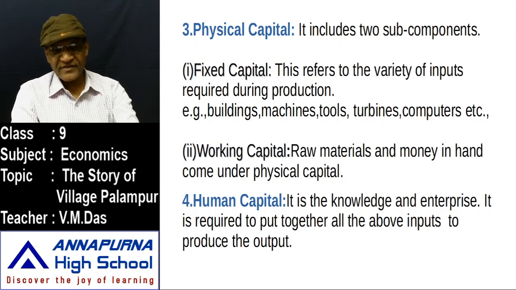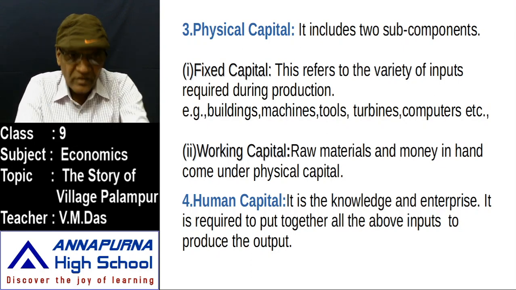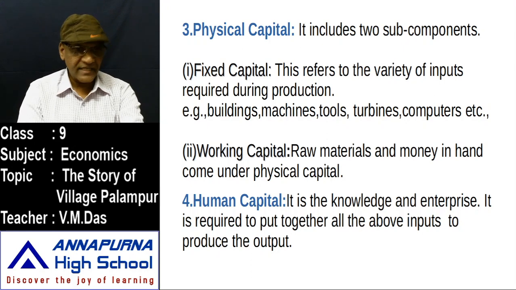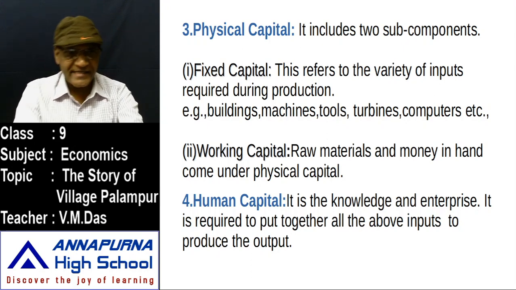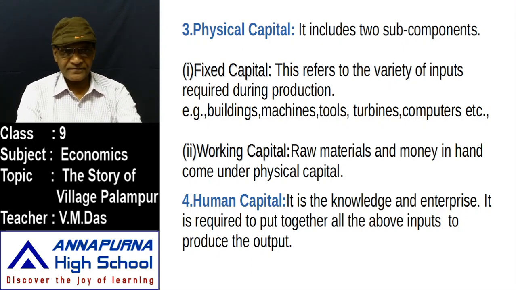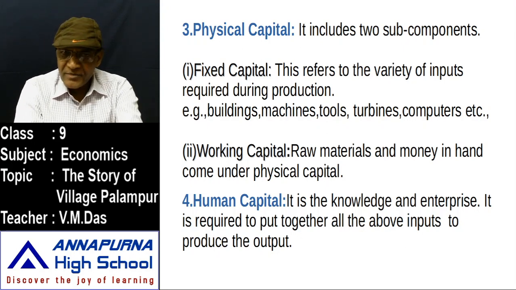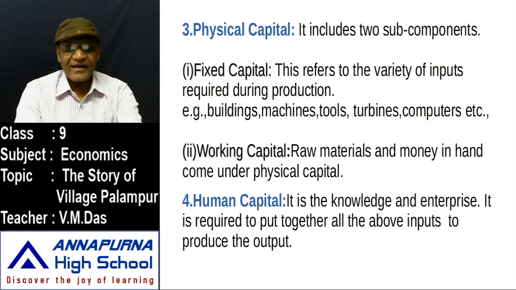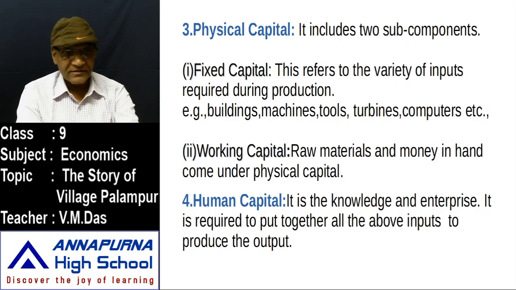That is the first kind of capital, fixed capital. And the second one is working capital. What comes under working capital? I will tell you. Raw materials and money, my dear children. Various kinds of raw materials, and money in hand. These come under physical capital. Are you following? Raw materials and money.